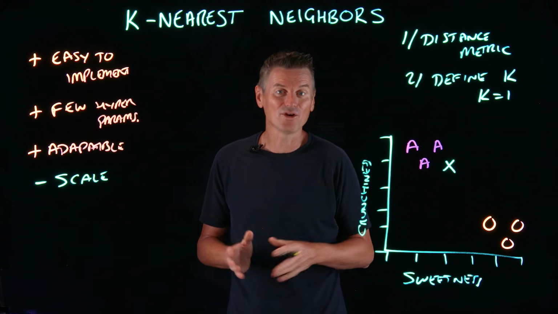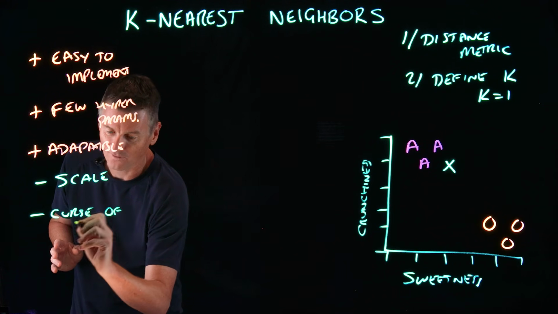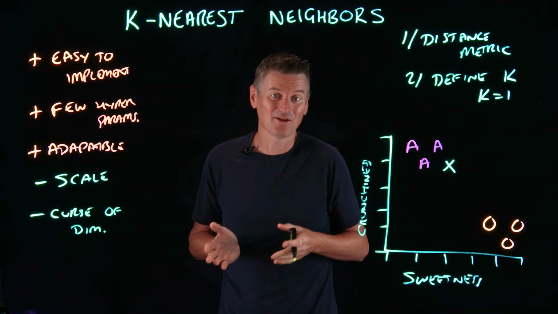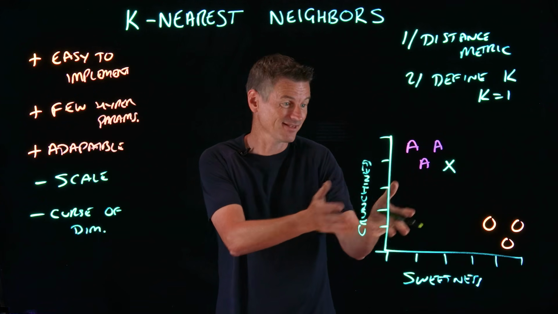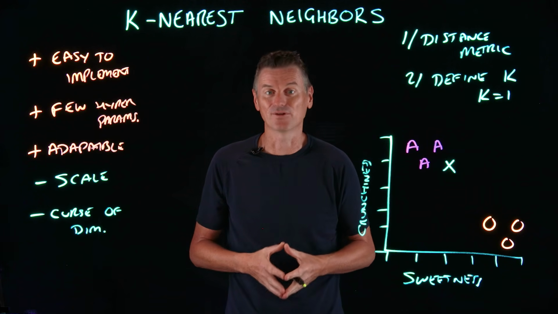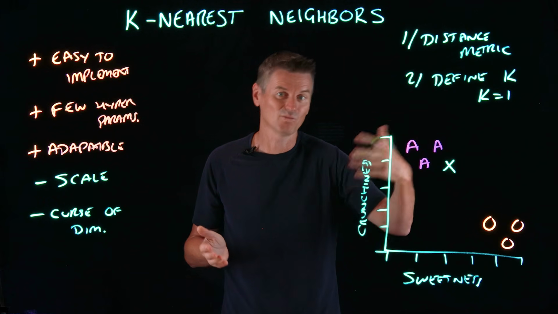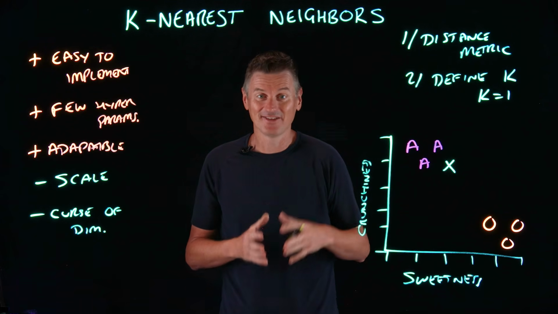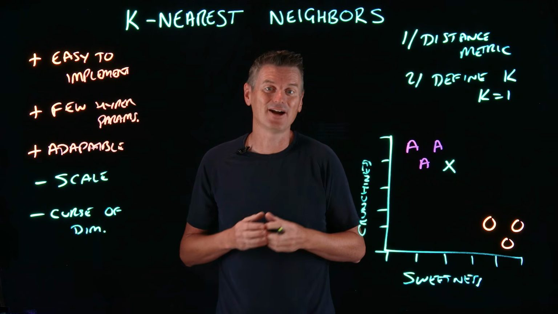Now, KNN also tends to fall victim to something called the curse of dimensionality, which means it doesn't perform well with high dimensional data inputs. So in our sweetness to crunchiness example, this is a 2D space. It's relatively easy to find the nearest neighbors and classify new fruits accurately. However, if we keep adding more features like color and size and weight and so on, the data points become sparse in the high dimensional space. The distances between the points start to become similar, making it difficult for KNN to find meaningful neighbors.